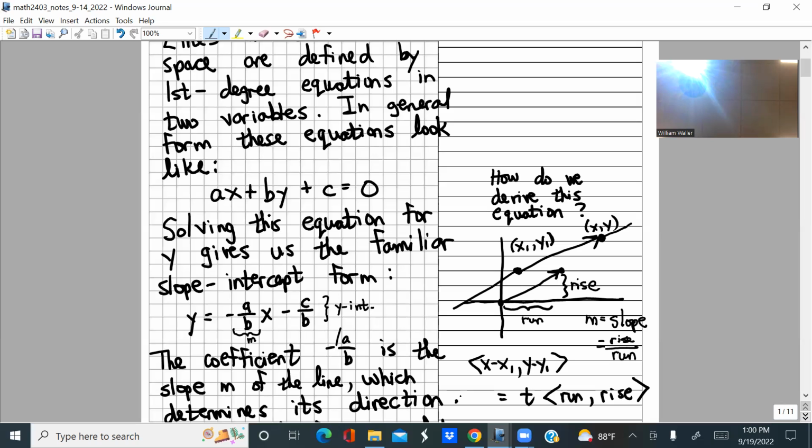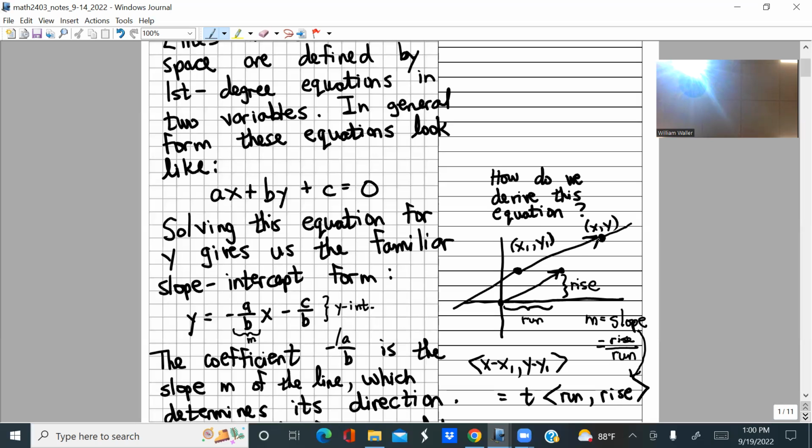So if you wrote down the slope vector as a vector, what would that look like? It would look like this, right? The run would be the x component, and the rise would be the y component. So this vector here kind of represents the slope. Now let's go back to our line, however.